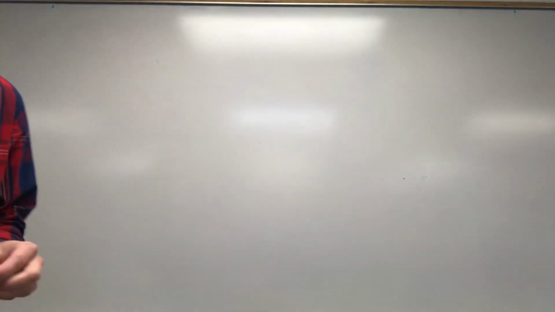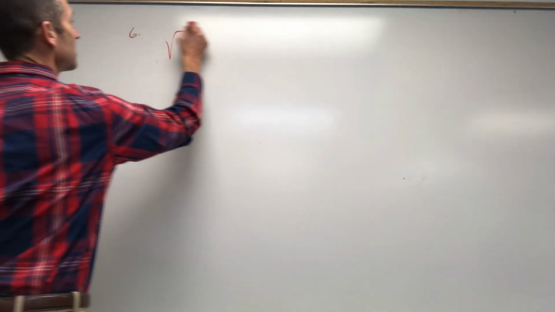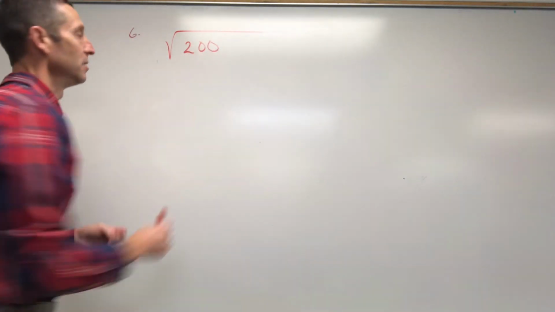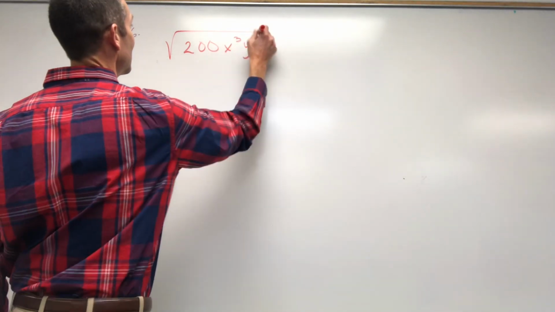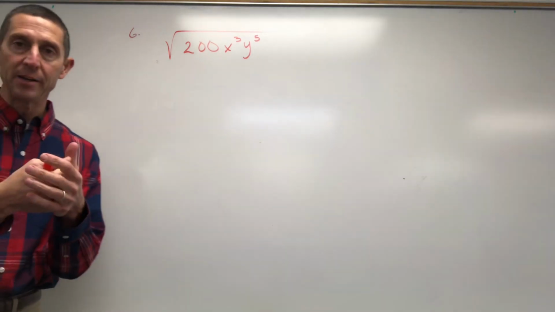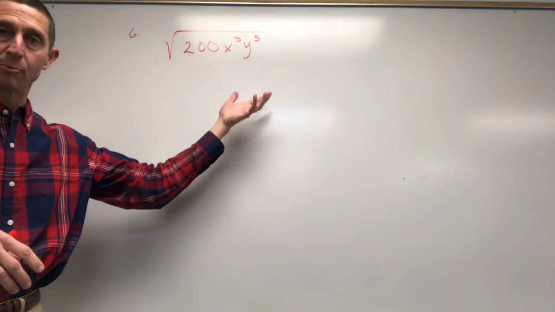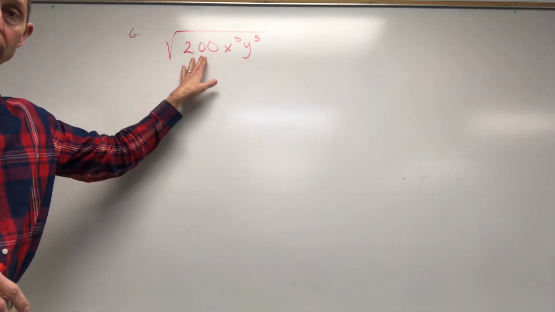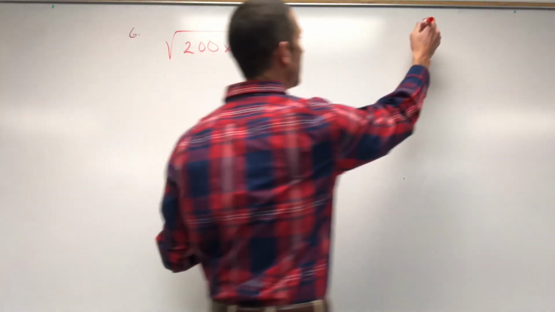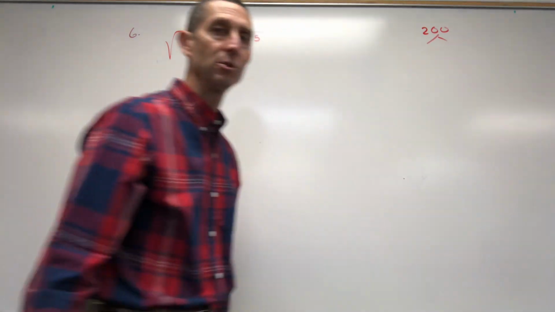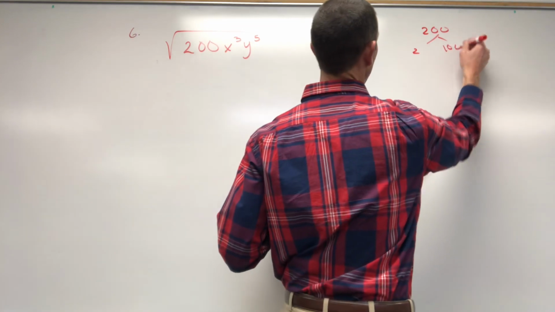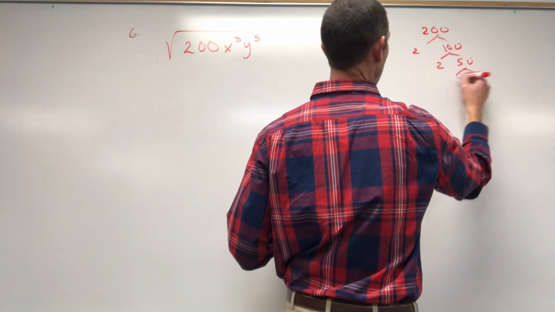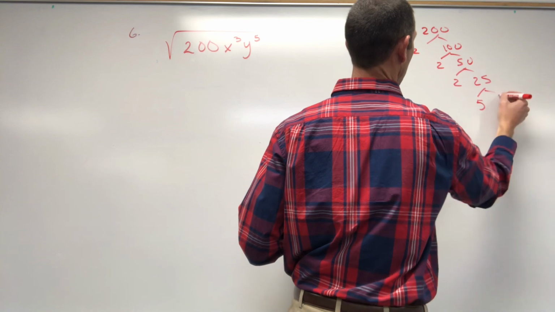Okay, let's do another one. Let's say we've got numbers and letters. How about number 6? Let's go 200, and let's throw in x cubed y to the 5th. All right, so now we've got a giant number like 200. We have a whole lot of x's and y's to look at. Grab the 200, get over on this side, factor tree him down. So we're going to get all the roots of 200. So 2, 100, 2, 50, 2, 25, 5, 5.